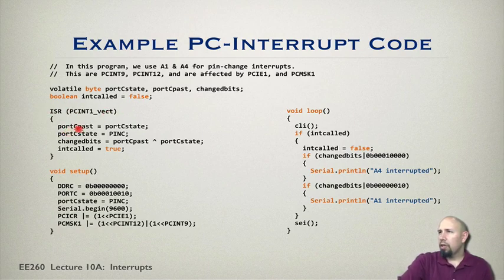So now port C passed is equal to port C state. In other words, at some time in the past, I captured what was in port C, and since that's the case, I'm now putting it into this variable port C passed. Port C state is the current state of port C, which I can obtain by using PINC. So I have the present and the past, and now I'm going to compare them.